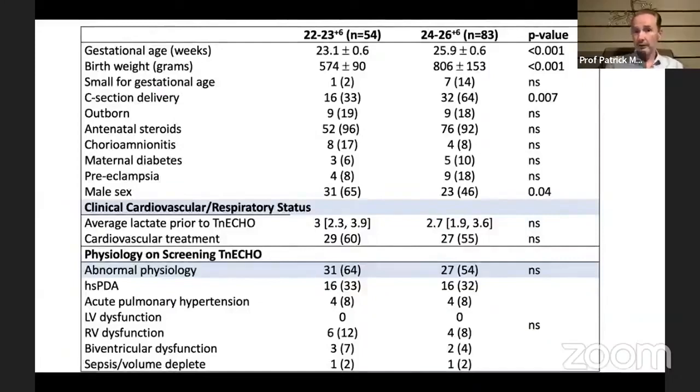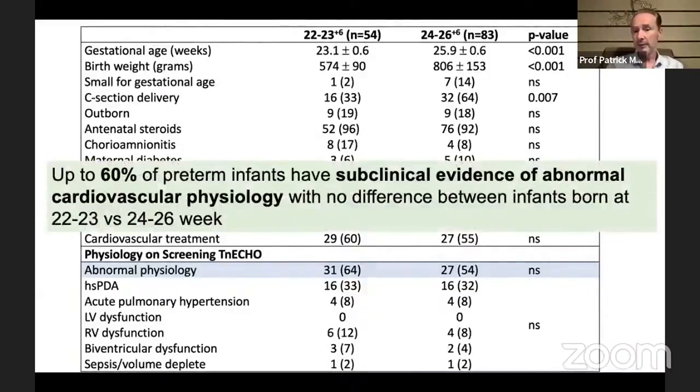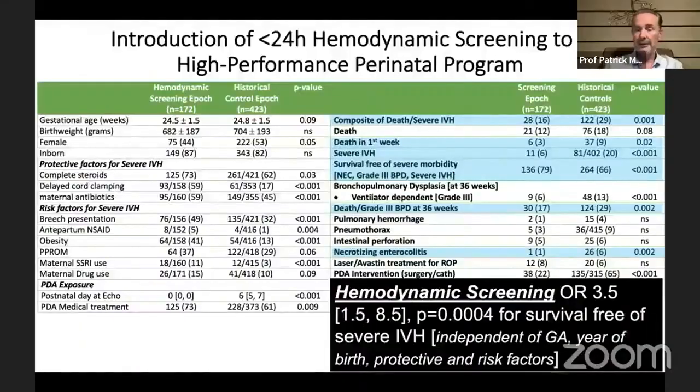What we've learned over the last 4 years is that up to 60% of babies will have subclinical evidence of abnormal cardiovascular physiology. And that doesn't really differ between infants born between 22 and 23 or 24 and 26 weeks. The most common problem in the transitional period was the presence of a hemodynamically significant PDA. I don't have time to go into all of the details, but I just wanted to share this with you before we talk about heart-lung interactions to really emphasize the importance of having precise information.